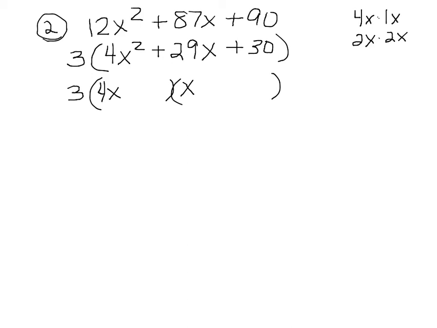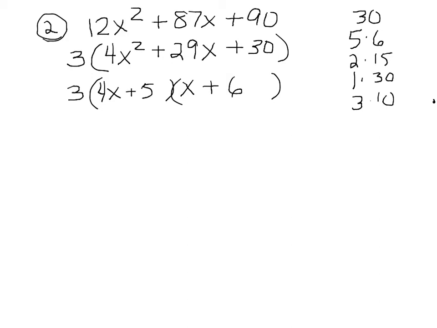Now, I have to come up with 30. So 30 has a bunch of different ways. 30 can be made up of 5 times 6, 2 times 15, 1 times 30, 3 times 10. So I'm just going to try. I'm going to try 5 and 6 to see if that works.